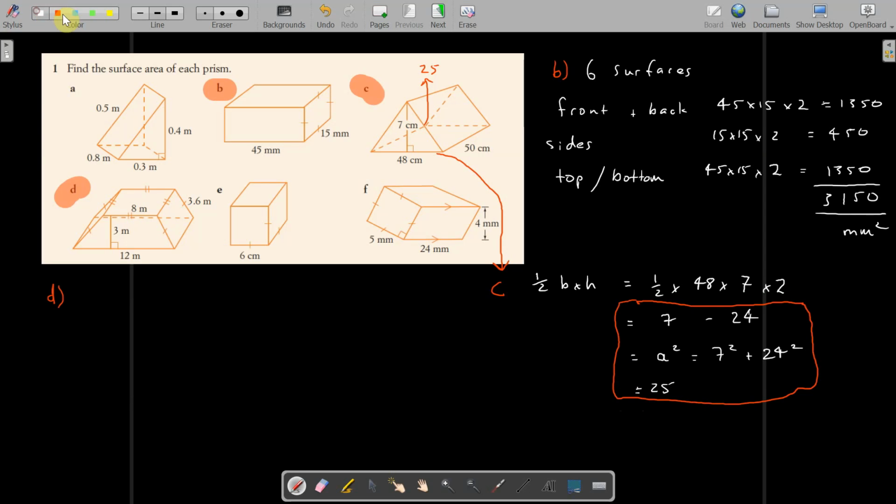So let's go with this one facing us. Now we know that's 25 and that's 50. And I believe that one on that side is the same, so times 2. And finally there's the underneath, which is 48 times 50. And there's only one of them.